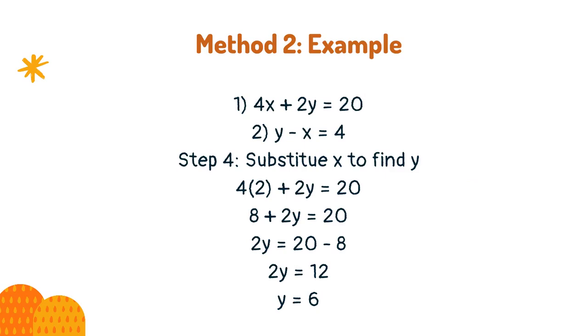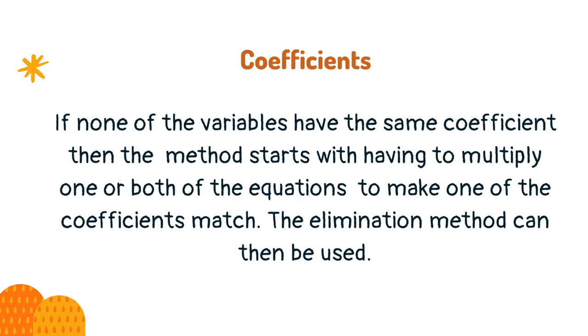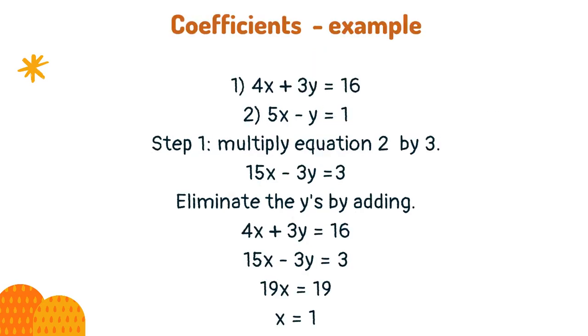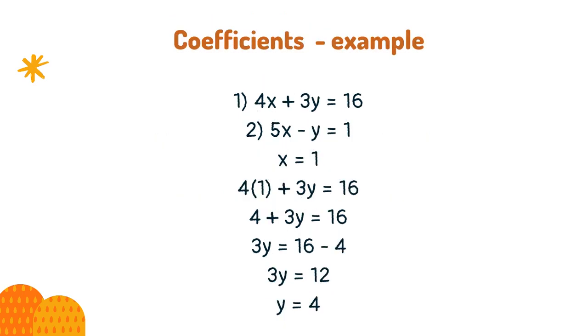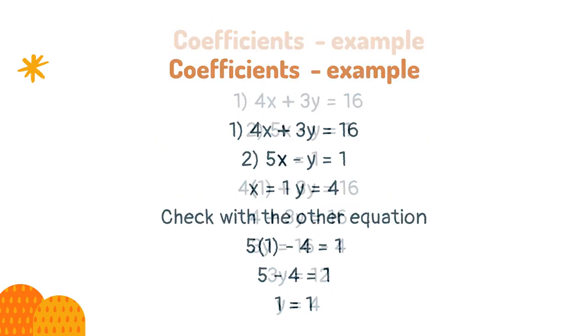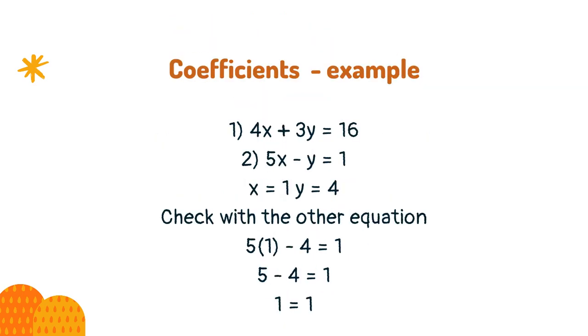work for both. If none of the variables have the same coefficient then the method starts with having to multiply one or both of the equations to make one of the coefficients match. The elimination method can then be used. First the equations must be multiplied to make one of the coefficients the same. Here equation 2 is multiplied by 3 to get 3y. By then adding the newly formed equations it is possible to eliminate the y. Then solve to find x. Once x is found it can be used to find y.